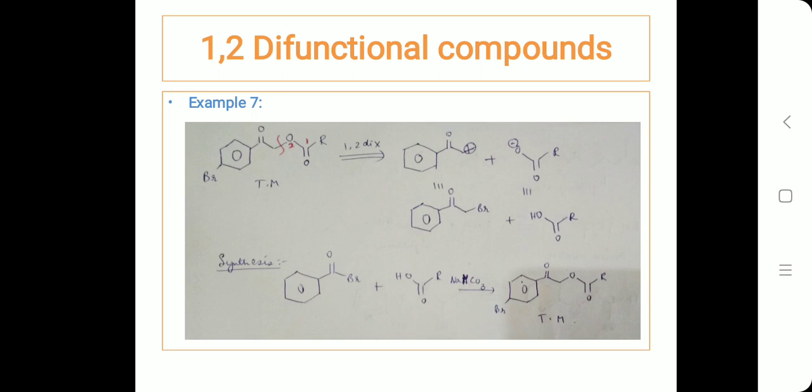Above the retrosynthetic arrow kindly mention 1,2 disconnection, and then we are going to give rise to the 2 synthons and the synthetic equivalents. Next we're going to write down these synthetic equivalents. The synthetic equivalents are the ketone and the carboxylic acid. These 2 synthetic equivalents along with a base like sodium hydrogen carbonate can give rise to the target molecule. So this kind of example is the second group of two-group C-X disconnection, which is the 1,2 difunctional groups disconnection.